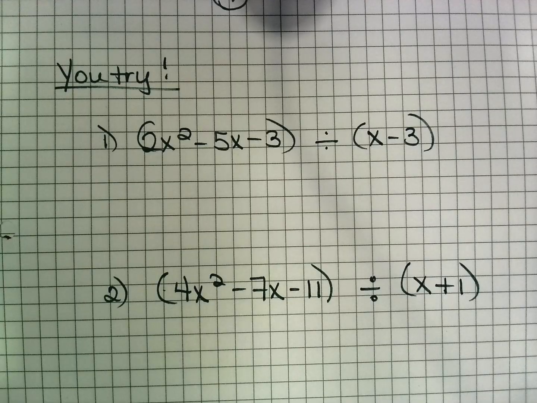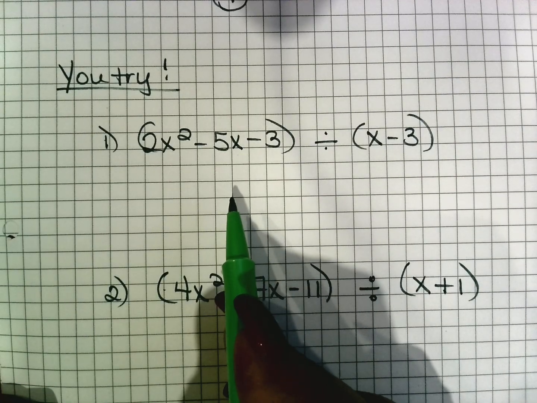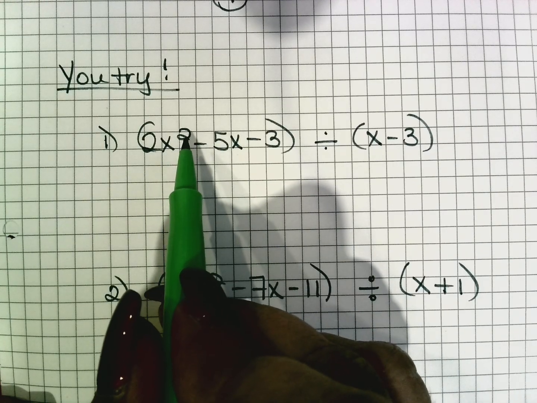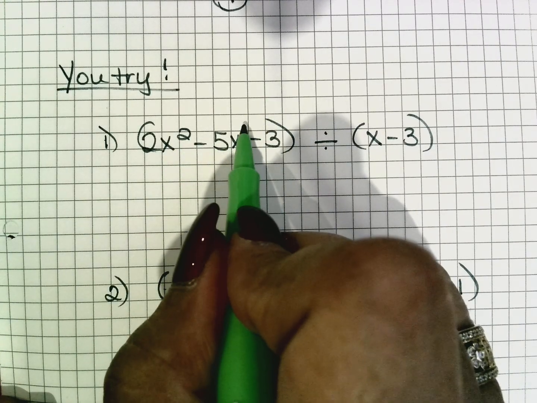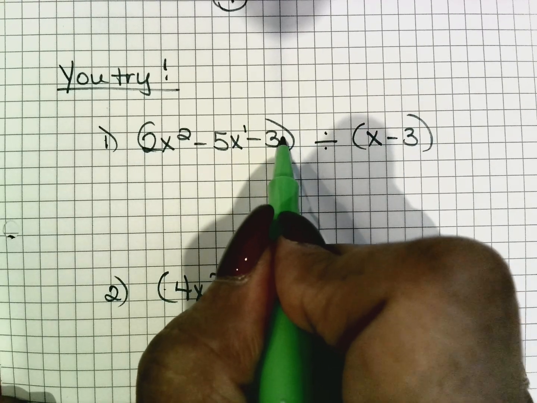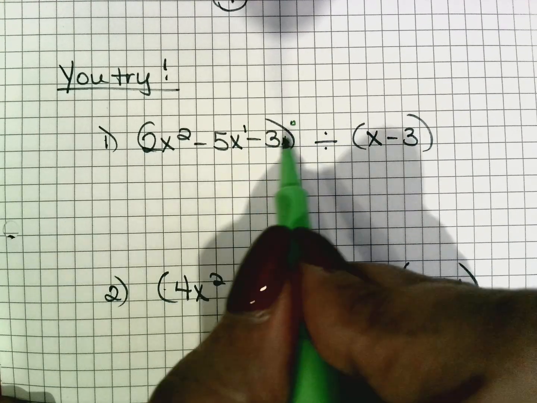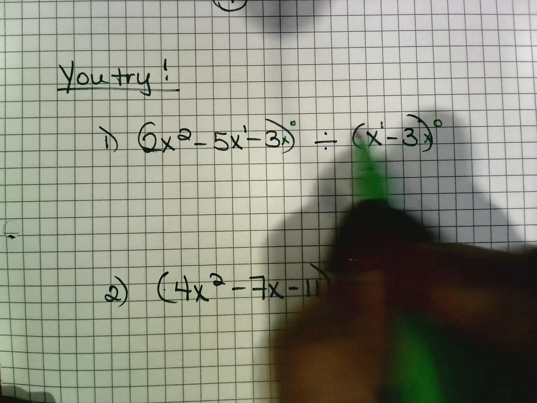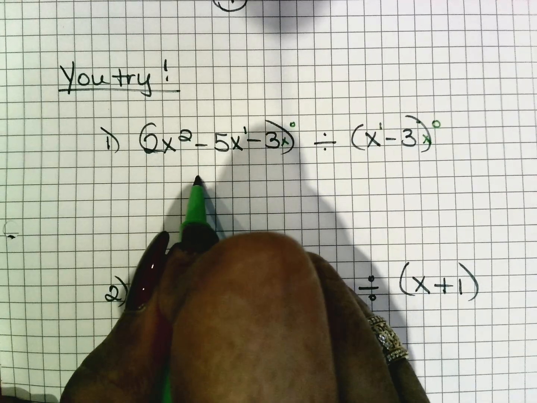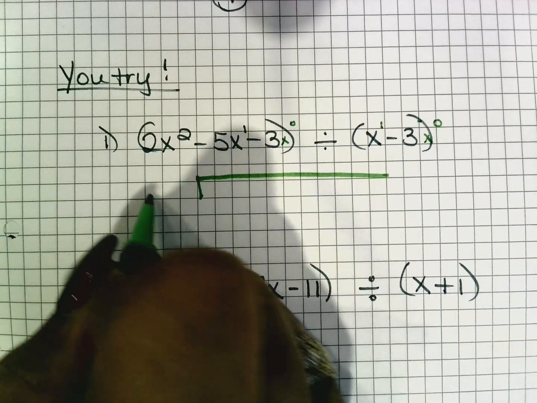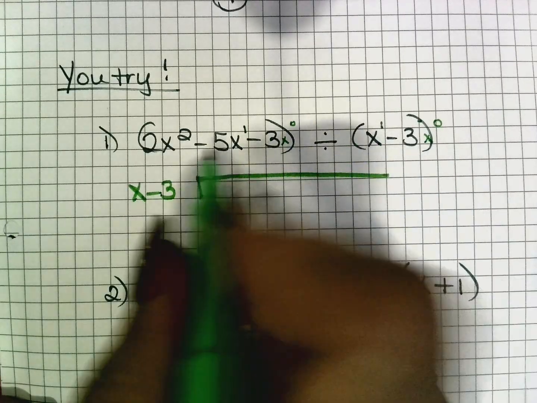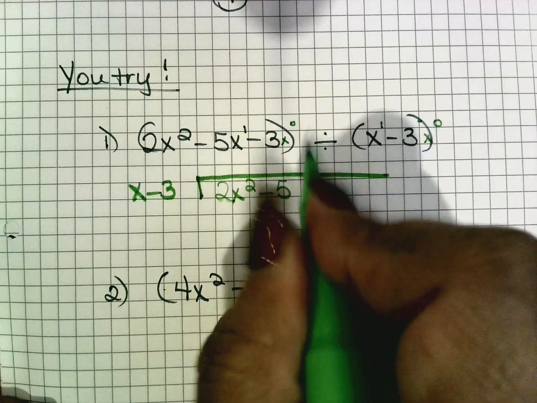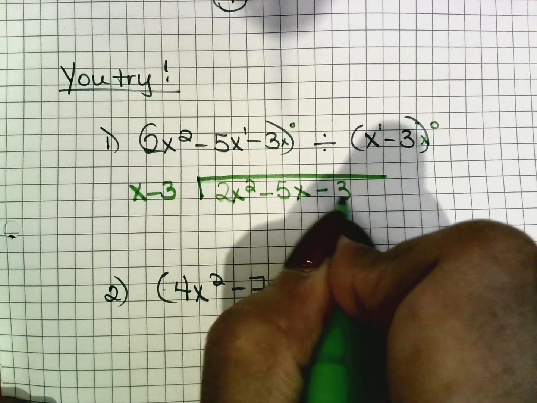Okay, so hopefully you got a chance to do this. Again, the first thing we're going to check is to make sure all our terms are here. This is x to the second, x to the first, and this is a constant, which is the same as x to the 0, so we're good there. This is x to the first, and this is the same as x to the 0, so we're good here. We're going to go ahead and put the x minus 3 over here. We're going to put 2x squared minus 5x minus 3.